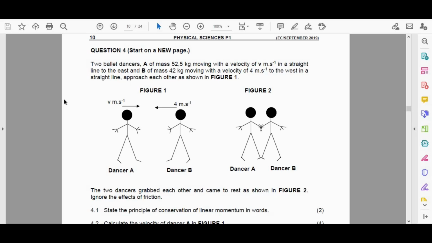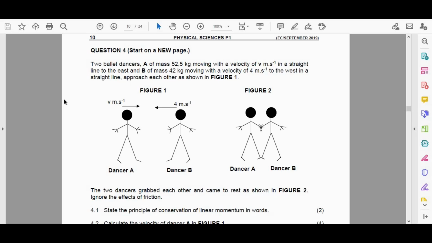Two ballet dancers, A of mass 52.5 kilograms, moving with a velocity of v meters per second in a straight line to the east, and B of mass 42 kilograms, moving with a velocity of 4 meters per second to the west in a straight line, approach each other as shown in figure 1. The two dancers grabbed each other and came to rest as shown in figure 2. Ignore the effects of friction.